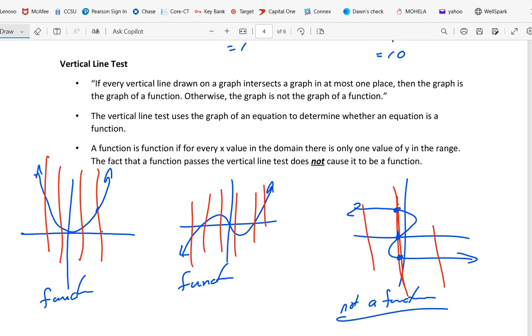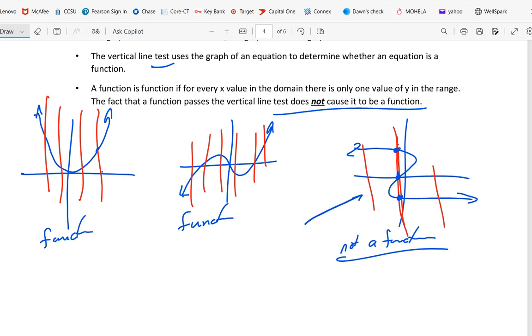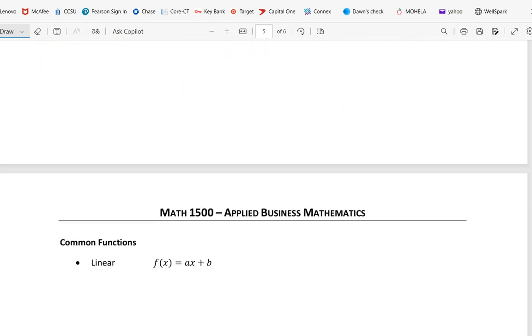Something that I think is extremely crucial is the fact that I can use the vertical line test to test whether something is a function or not. Notice my third bullet point, okay? The vertical line test does not cause this to be a function. If I were to ask, why is this third graph not a function? The correct response is not because it fails the vertical line test. The correct response would be because there is a value of x with more than one y value. This middle graph, it is a function because for each value of x, for each element in the domain, there's only one value in the range. Okay, so I hope that you catch that.